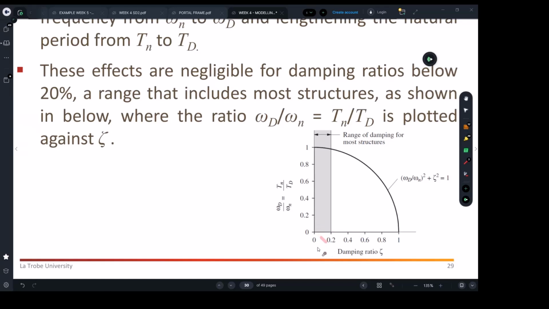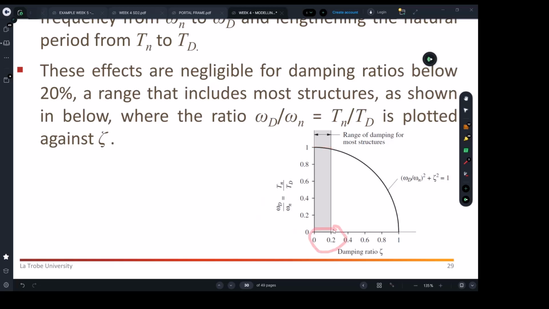At the start, when we have no damping and up to 20% damping, is there a major difference between damped and undamped in terms of frequency and time period? The answer is no. You can see it's almost flat. So what does this mean? It means there is no major difference between damped or undamped frequencies or natural time periods, and this is happening mostly within this range.